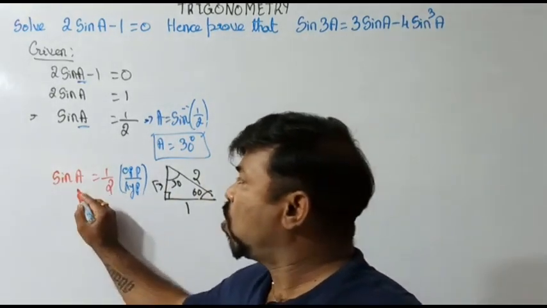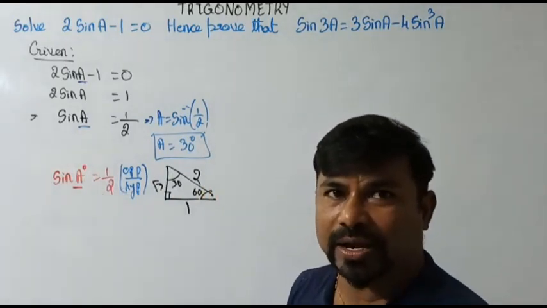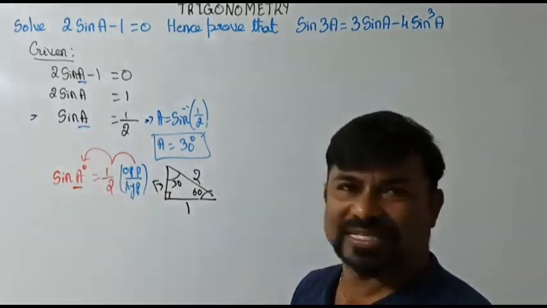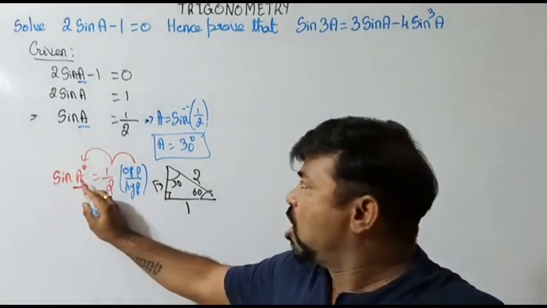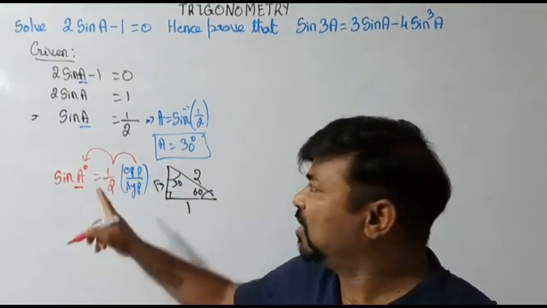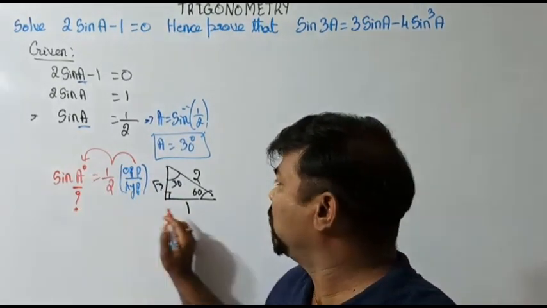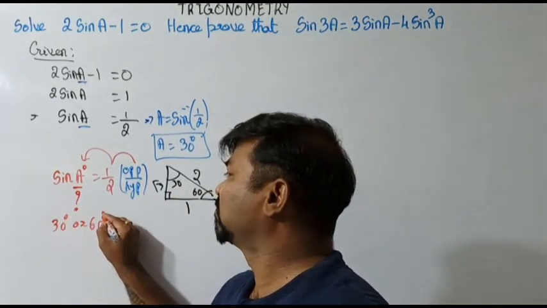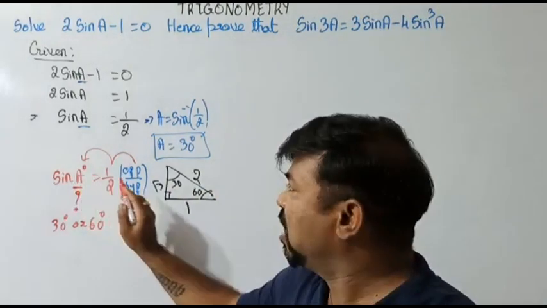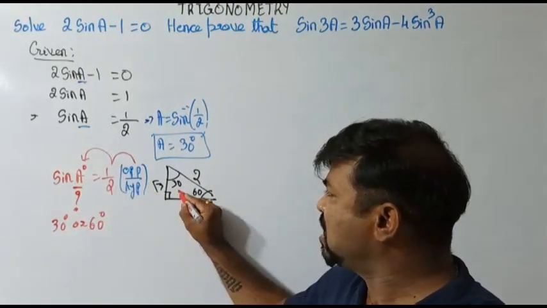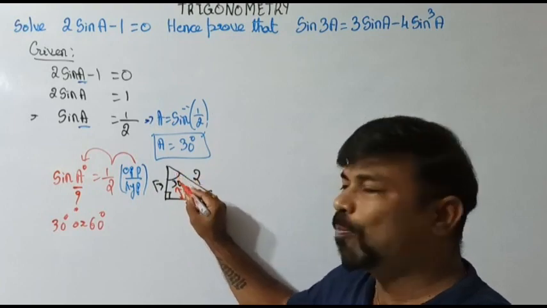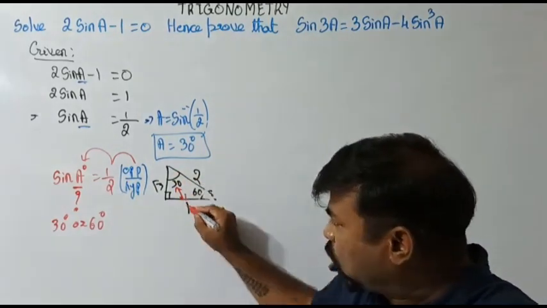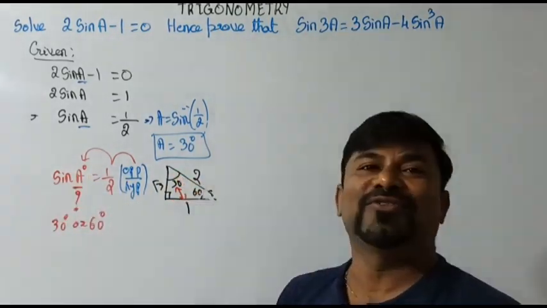Now my concept is, what is angle A? Now the question is, for which angle is the opposite side 1? I repeat, we have two angles here, 30 degrees or 60 degrees. For which angle is the opposite 1? See here, this is the opposite, straight opposite. It's nothing but 30 degrees.